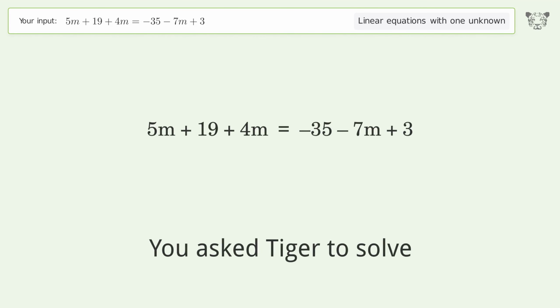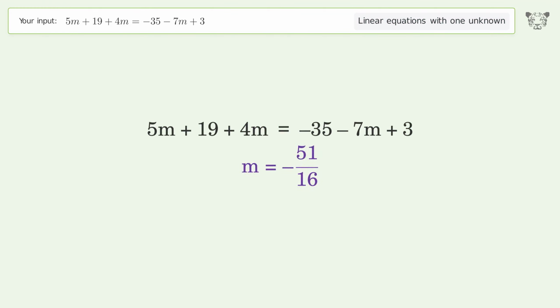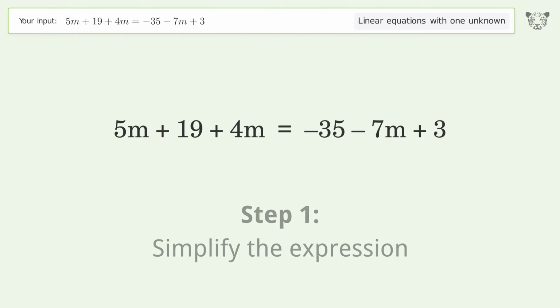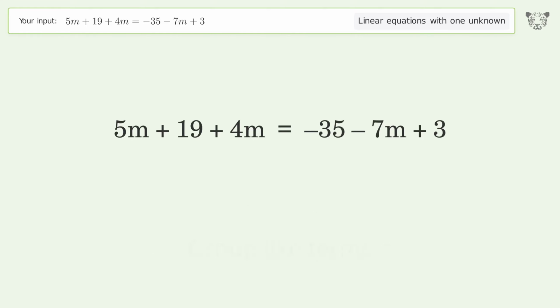You ask Tiger to solve. This deals with linear equations with one unknown. The final result is m equals -51/16. Let's solve it step by step. Simplify the expression. Group like terms.